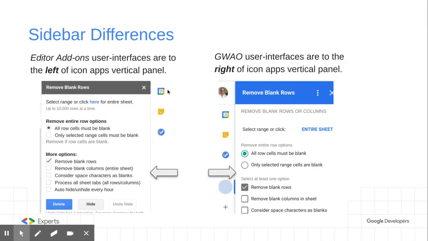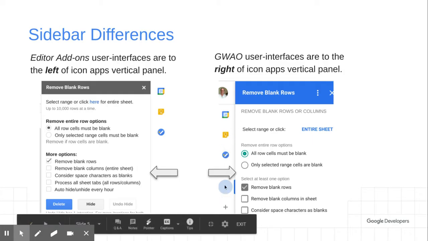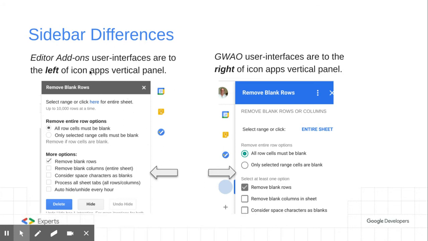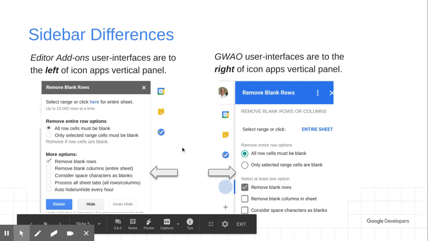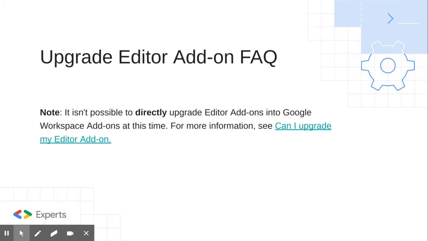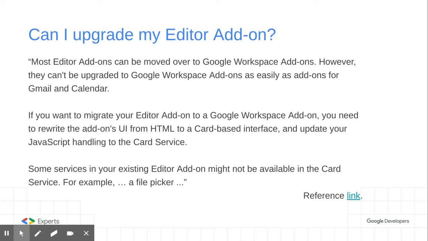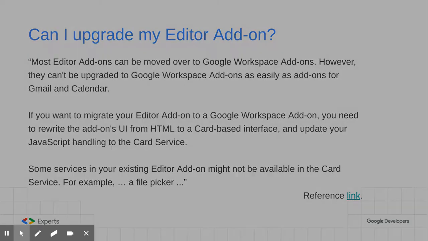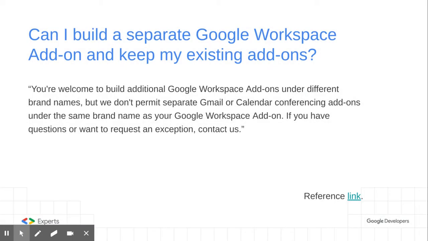One difference with the vertical icon app menu: if we use editor add-on sidebars, it's to the left. When we use the GWAOs, it will be to the right of the vertical menu, and you'll have an icon here. Over here, you have an add-ons menu to invoke this. Over here, you click here. And there are some common questions here. I'll just skip over these because I want to get into the code.